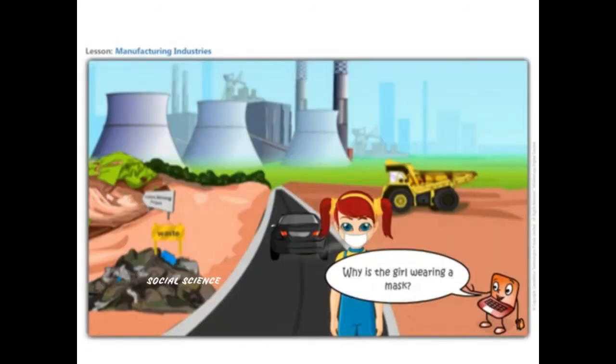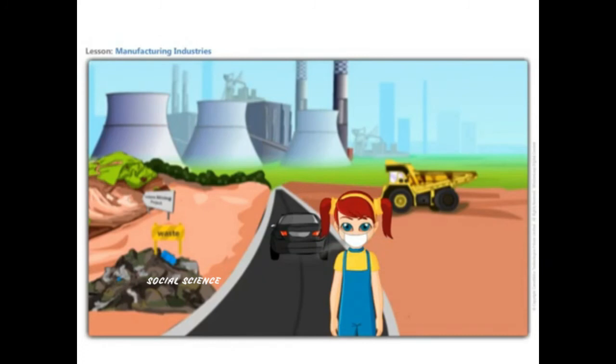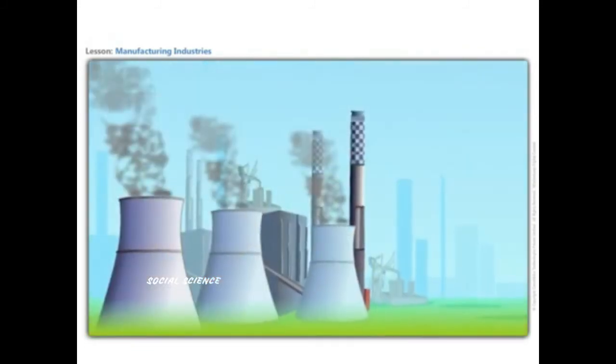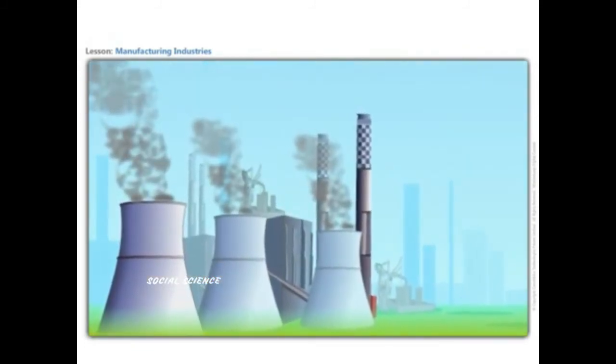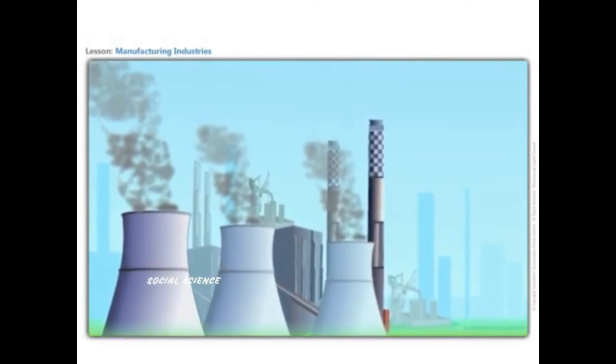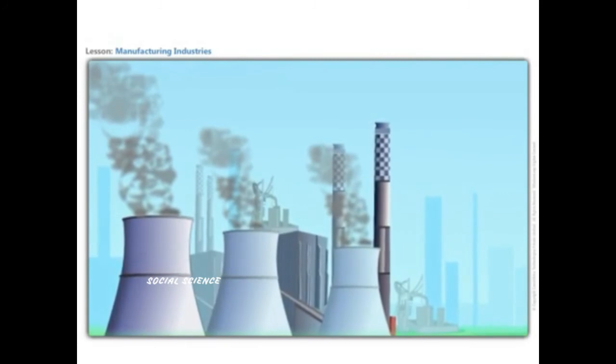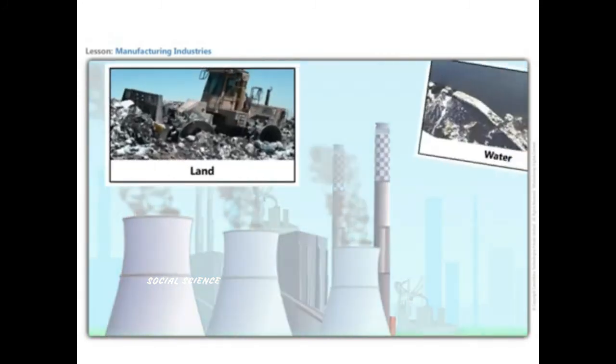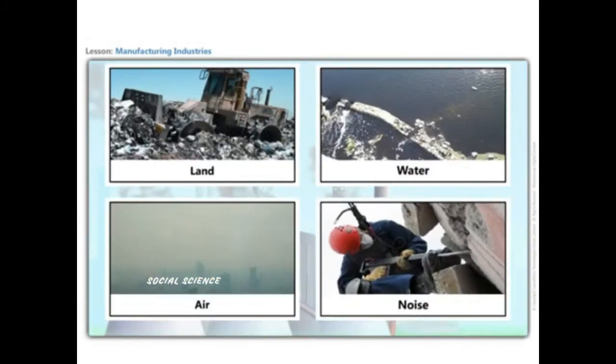Is the girl wearing a mask? She is wearing the mask to escape from polluted air caused by the industry in her neighborhood. Although industries contribute towards development of a nation, they also cause significant degradation to the environment. The increase in pollution of land, water, air, and noise due to industries and the resulting degradation of environment cannot be overlooked.